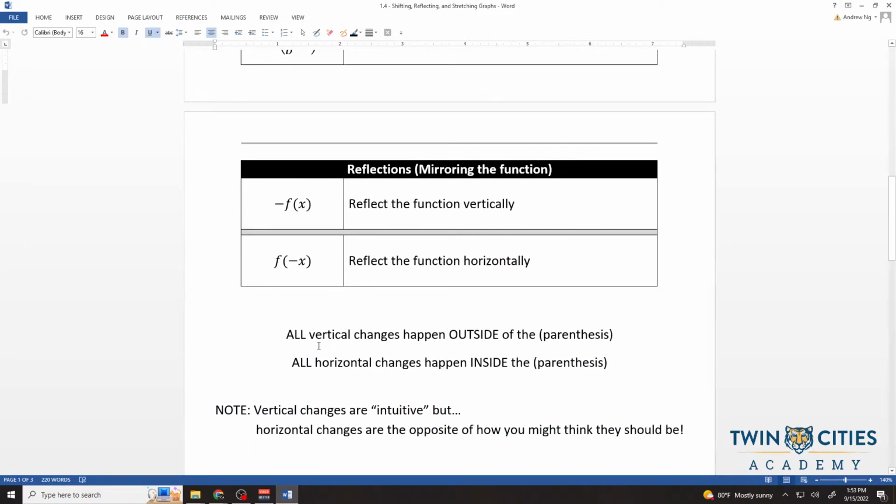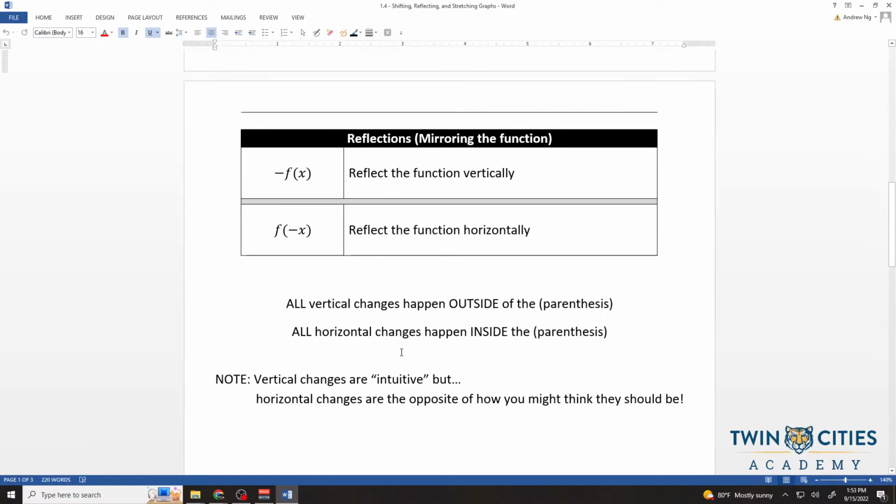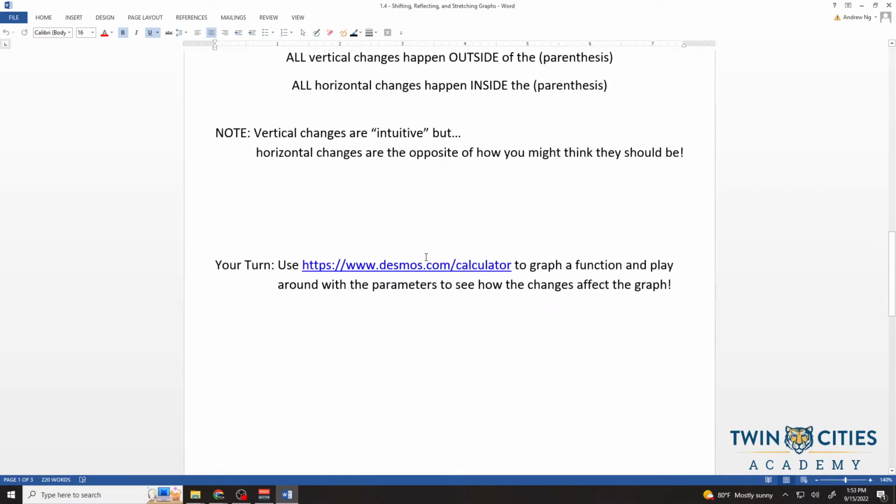However, vertical changes are intuitive. They kind of make sense to us. They act how I think they should. But the horizontal changes are opposite of what I think. So what we're going to do, we're going to play around with this in Desmos.